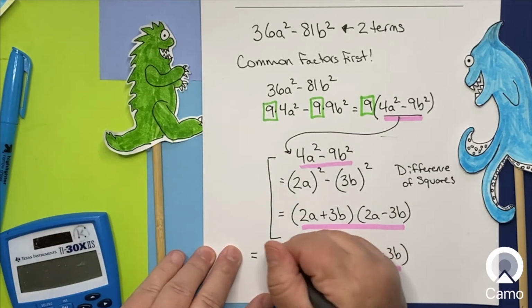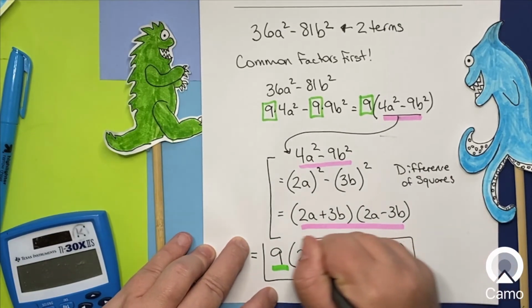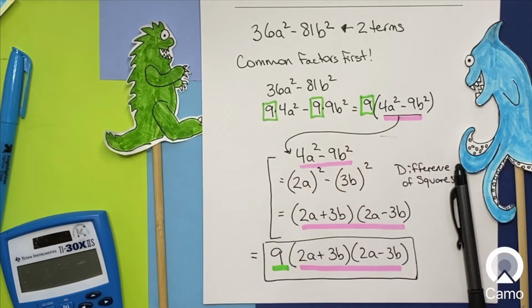And now I can draw a box around it. That is completely factored. Woohoo! So now what happens if you factor this and you forget the common factors? Well, if you do that, you've got a couple options. You just start over, get another piece of paper and do it again.